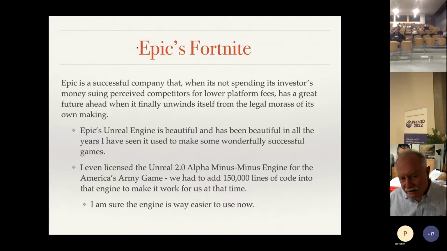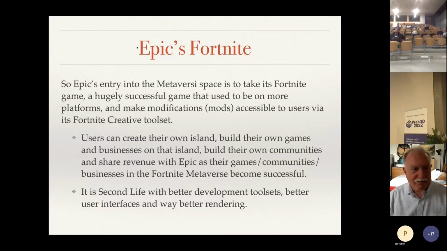And Epic's Unreal Engine is beautiful. It has been beautiful in all the years I've seen it used to make some of the most wonderfully successful games. I even licensed the Unreal 2.0 Alpha engine for the America's Army game back in 2000. We had to add 150,000 lines of C++ code into that engine to make it work for us at the time. And I'm sure the engine is way easier to use now, and maybe you don't have to add that many lines to fix it.